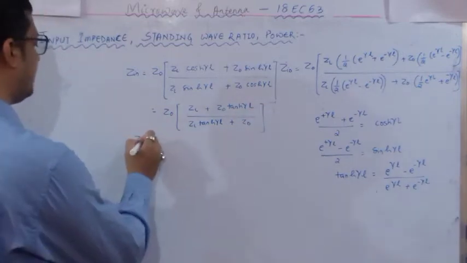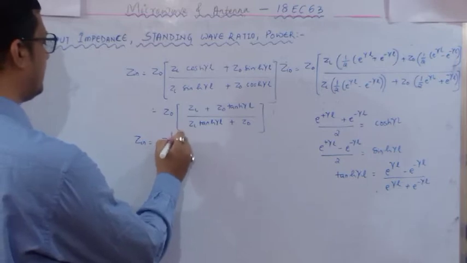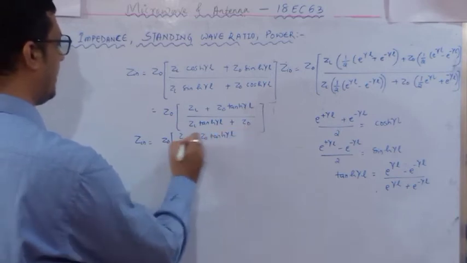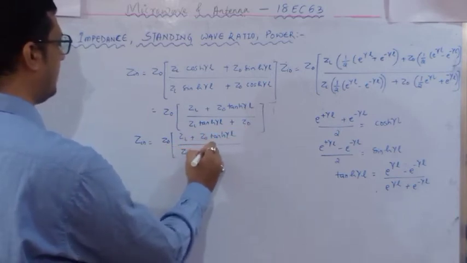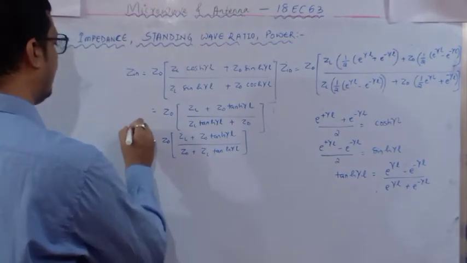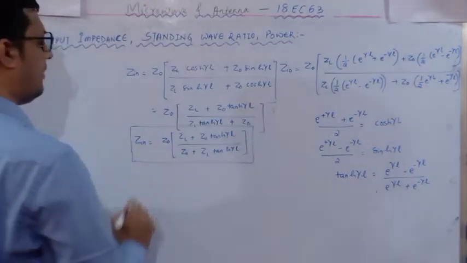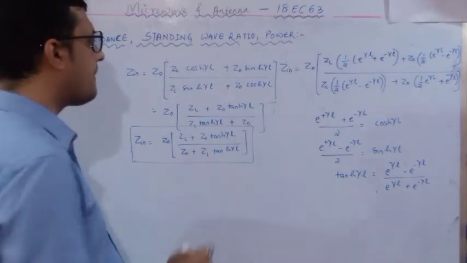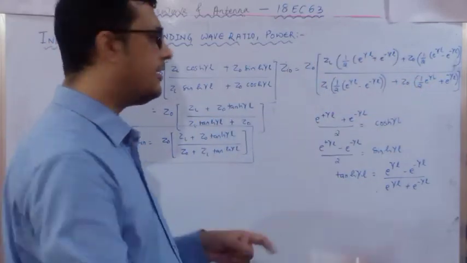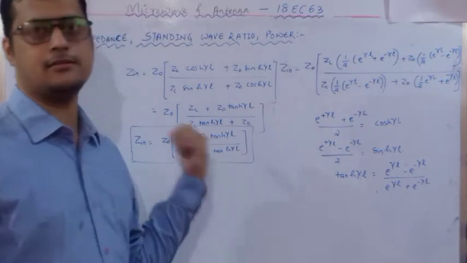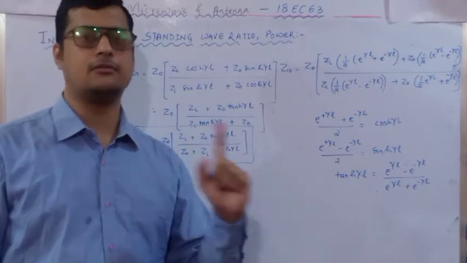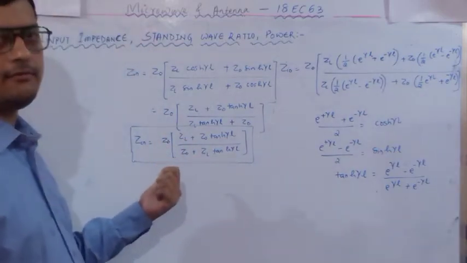Now I will rearrange it. So Zin is equal to Z naught times ZL plus Z naught tan hyperbolic gamma L divided by Z naught plus ZL tan hyperbolic gamma L. So this is my input impedance for the transmission line at any point z from 0 to L. If you change the value of L, your input impedance is going to change. But your load impedance and your characteristic impedance remain constant throughout the system. So this is the general equation for the input impedance.